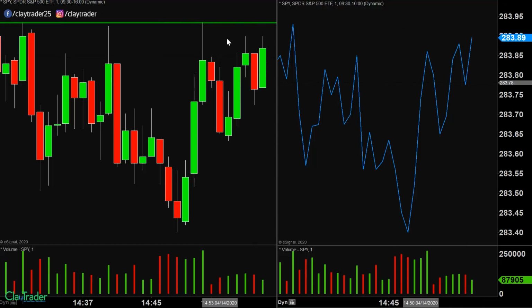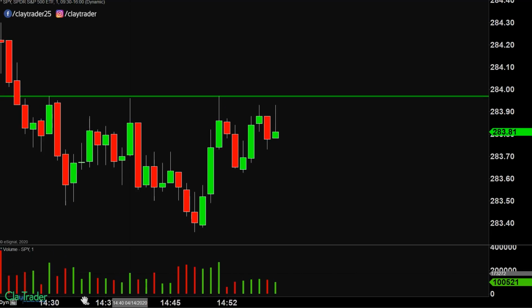So again, I'm very curious about this green line up here. Like I said, hopefully you can see how, at these highs, multiple times the price has gone up there and bounced off it. Can the price actually get above that area?